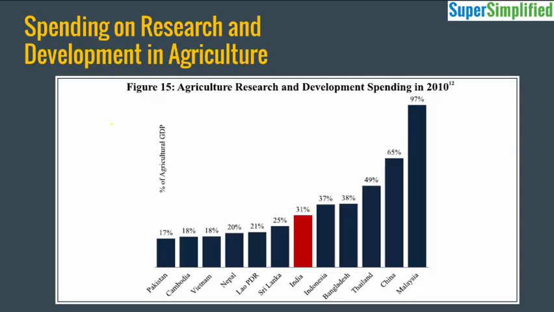This graph shows agriculture research and development spending in 2010, as a percentage of agriculture GDP. India spends 31% of the GDP which is earned from agriculture on R&D, whereas Malaysia is at 97% and China is at 65%, right? Even Bangladesh is higher than us, at 38%. So this spending is to be increased, and it is to be channeled in the right direction, along with infrastructure support and other peripheral linkages to be made available.